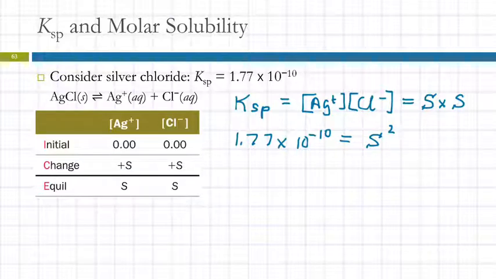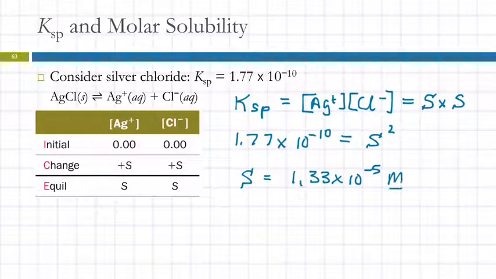That means that S is the square root of KSP. If we want to get rid of that square, we take the square root of both sides. So the molar solubility of silver chloride is 1.33 times 10 to the minus 5 moles per liter. It's pretty small, but some of it does dissolve.